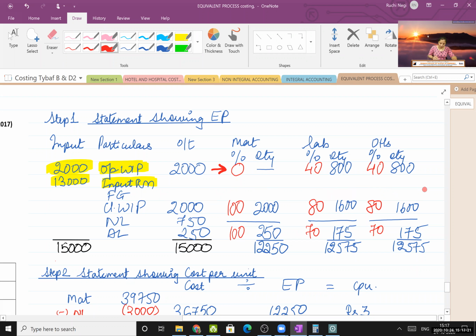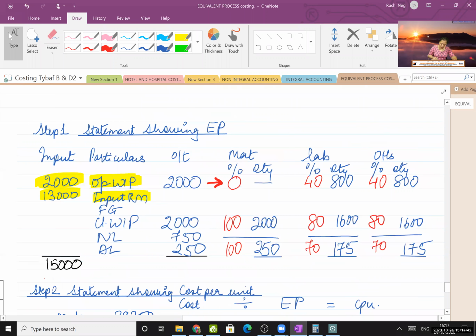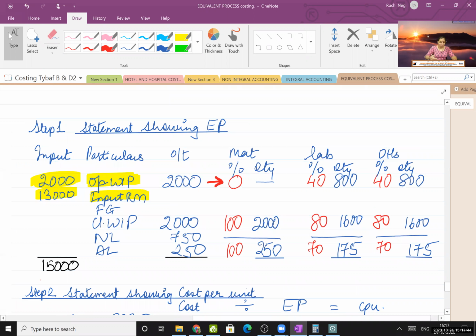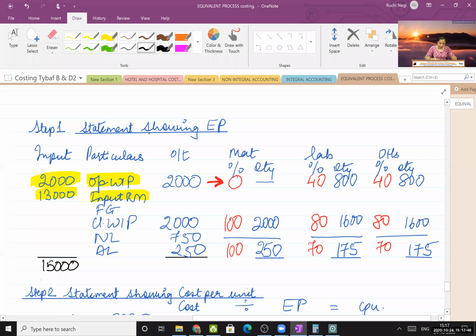But I know my finished goods. Right now, don't fill finished goods. Just fill your opening WIP. That's it. Finished goods keep blank because we don't know how much is finished goods. Keep it blank. हमें पता ही नहीं है कितना finished goods convert हुआ.